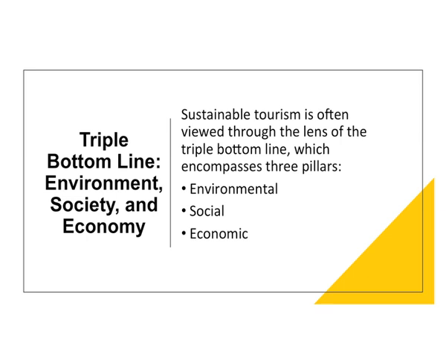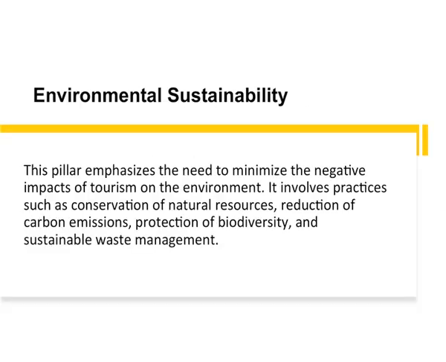Sustainable tourism is often viewed through the lens of the triple bottom line approach, which encompasses three pillars: environment, society and the economy. So what is environmental sustainability? This pillar emphasizes the need to minimize the negative impacts of tourism on the environment.